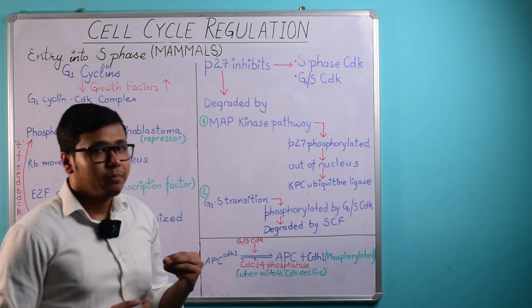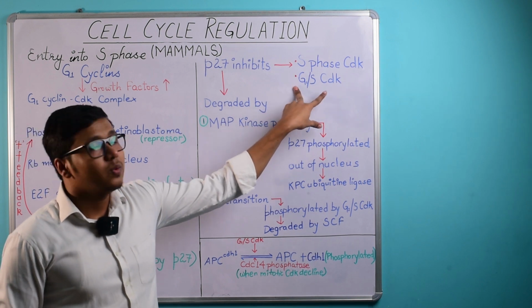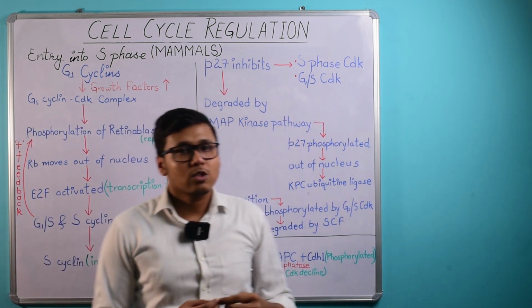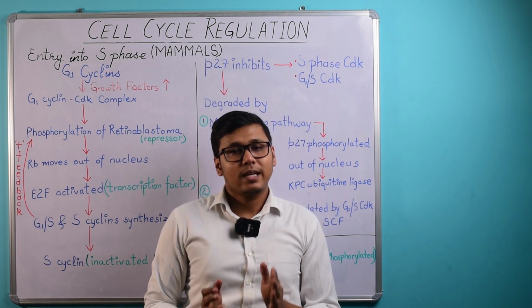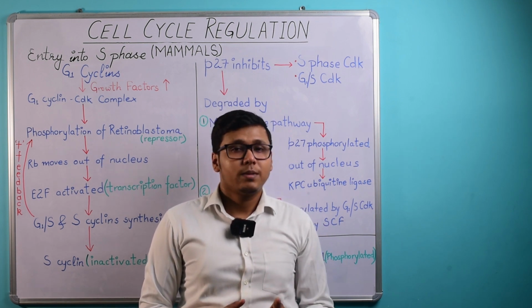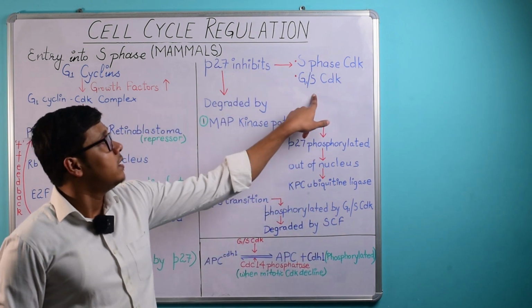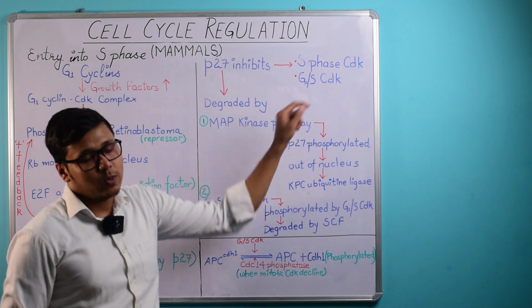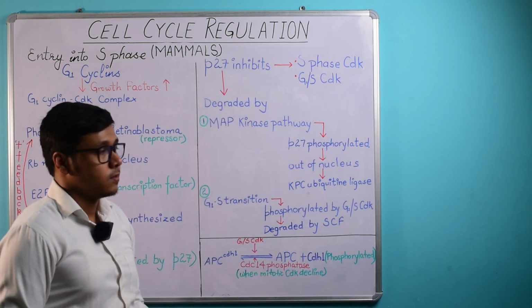P27 in the case of mammals, the biggest difference is that it inhibits the G1/S CDK as well. Remember, in case of yeast I said that Cyc1 only inhibits the S phase and M phase CDKs. It does not inhibit the G1/S CDK. So this is a big difference, that P27 is inhibiting the G1/S CDK as well. Now it is degraded by two pathways.